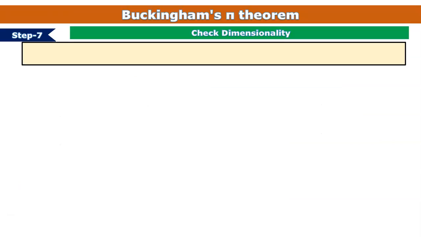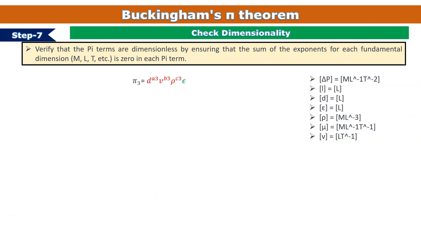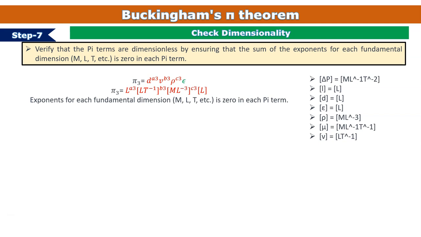Similarly, pi 3 is equal to d to the power a3, v to the power b3, rho to the power c3, and epsilon. Now we put in all these dimensions, and in a similar way we know that the exponent of each fundamental dimension is 0 in each pi term. So the left hand side will be M to the power 0, L to the power 0, T to the power 0, and the right hand side is M to the power c3, L to the power a3 plus b3 minus 3c3 plus 1, and T to the power minus b3. Now solve for the exponents.